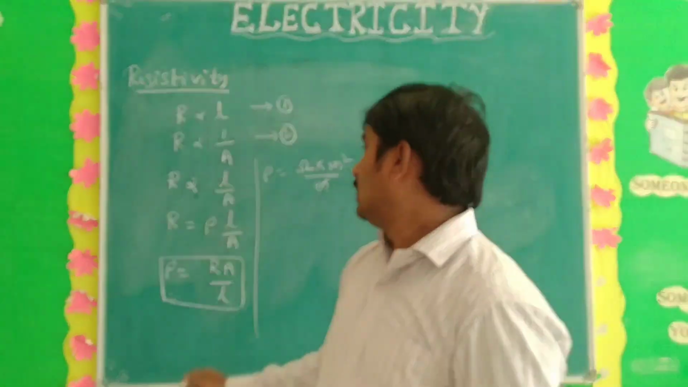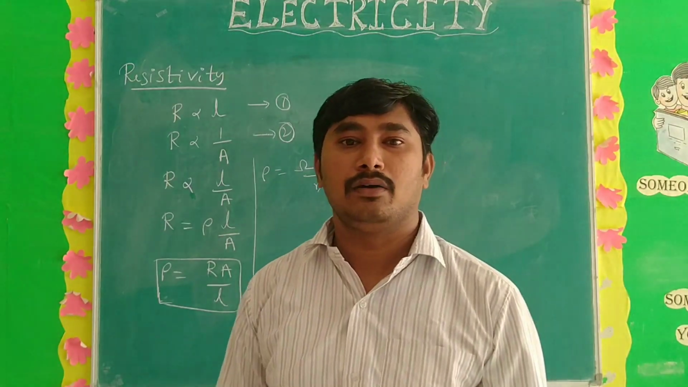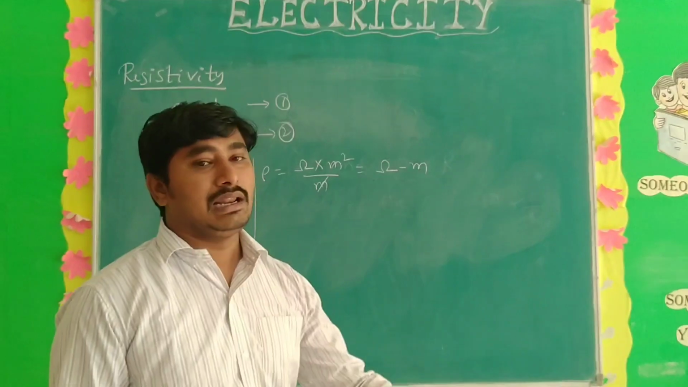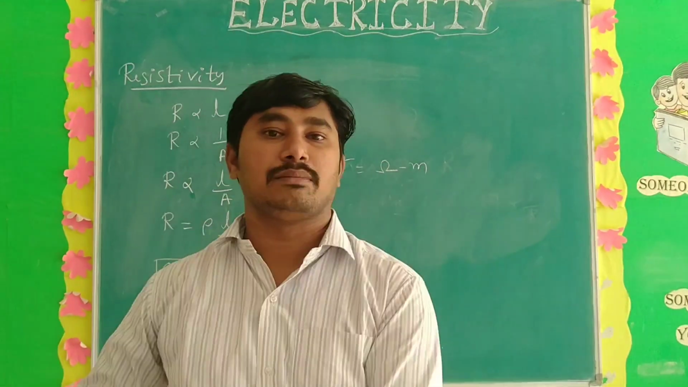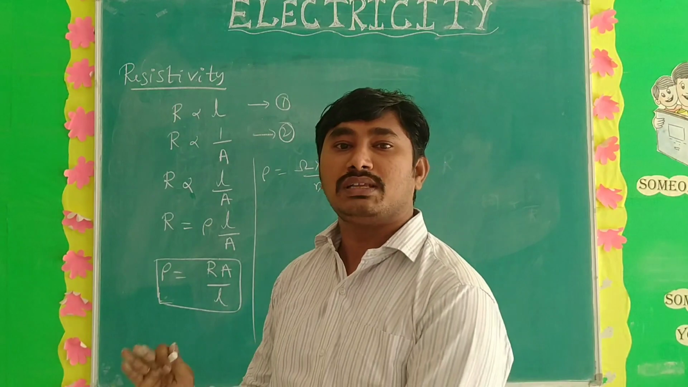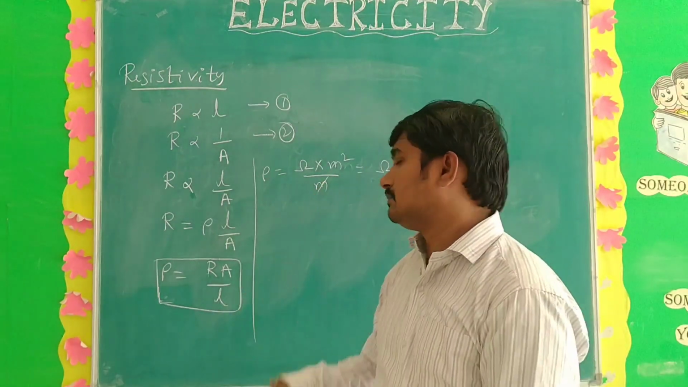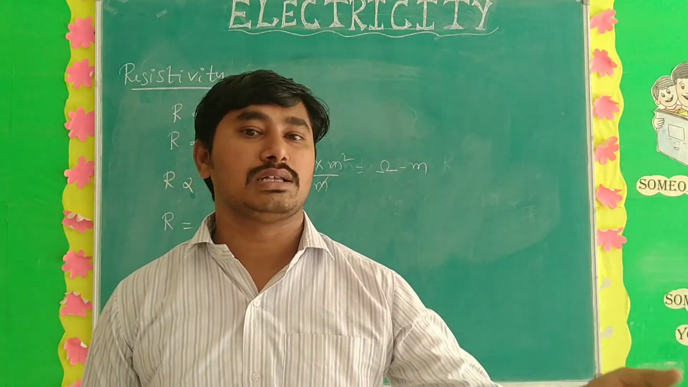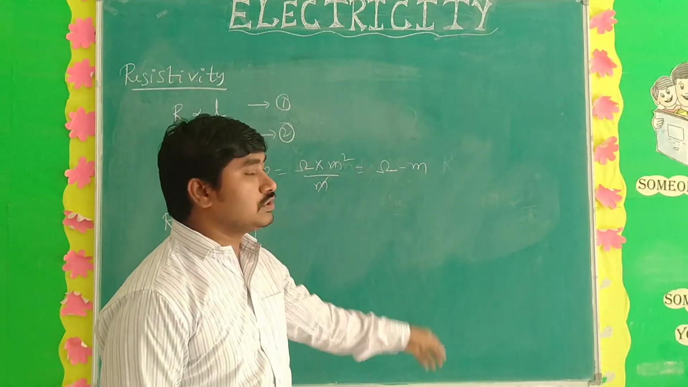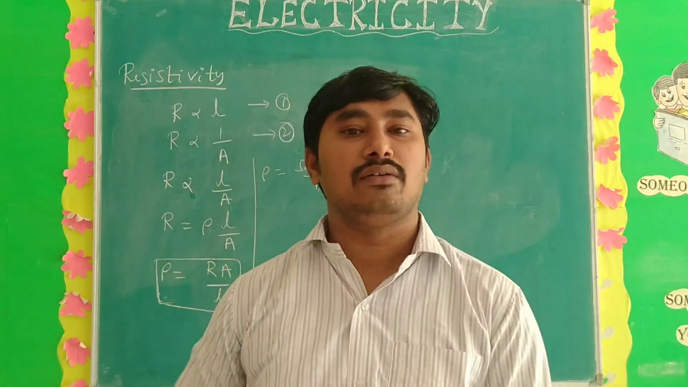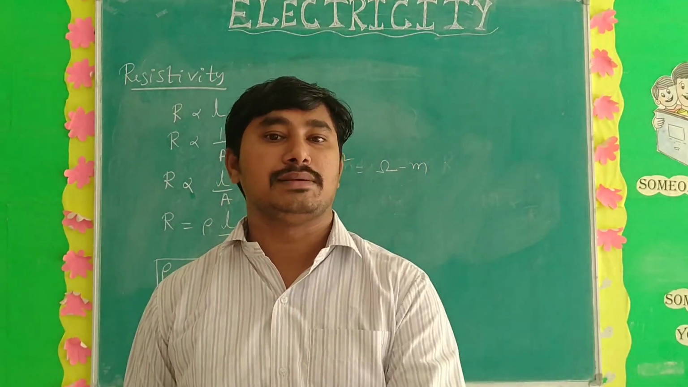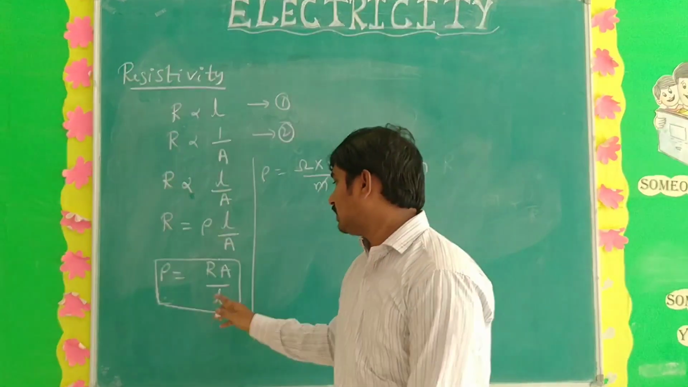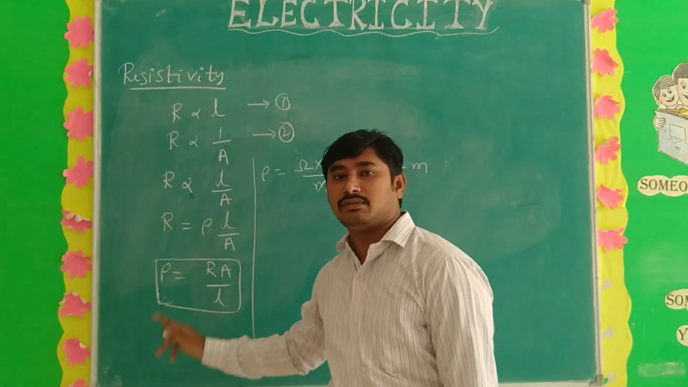Understand? Different materials have different resistivities, for example nichrome, aluminum, and others. Materials with low resistivity are conductors, such as aluminum and silver. Materials with high resistivity, for example nichrome and constantan, are insulators. Insulators have high resistivity, while conductors have low resistivity. Resistivity depends upon the area, length, and resistance of the material.